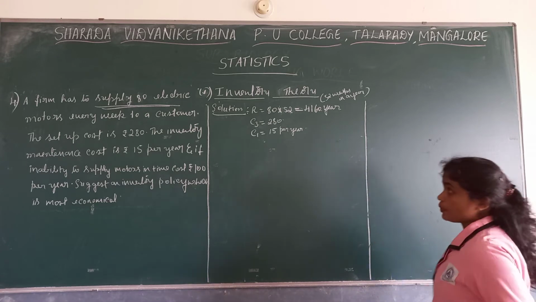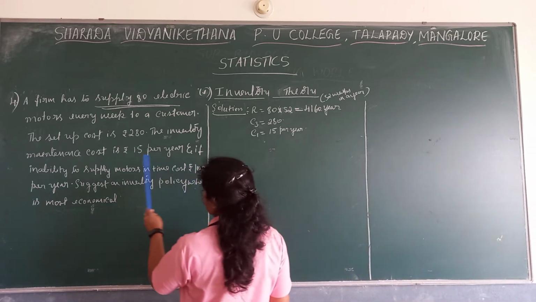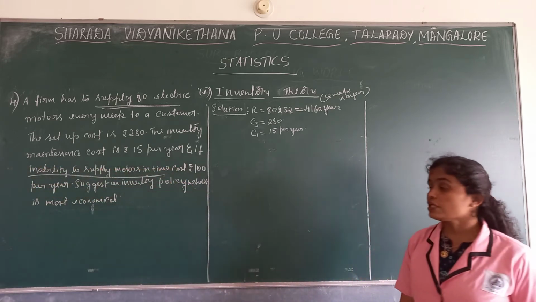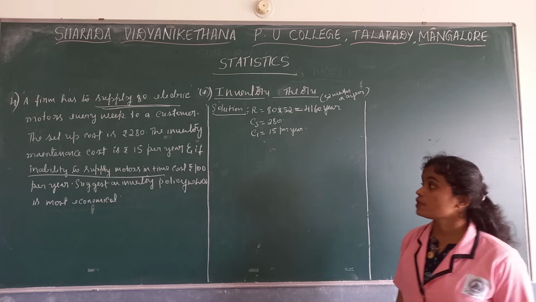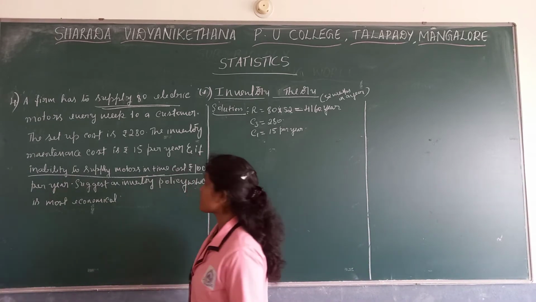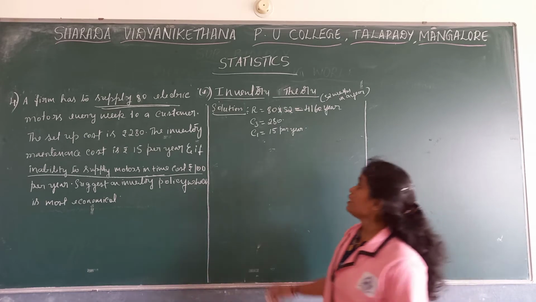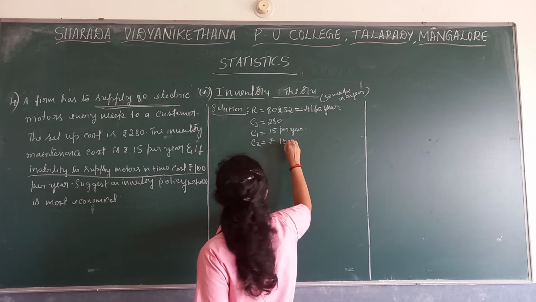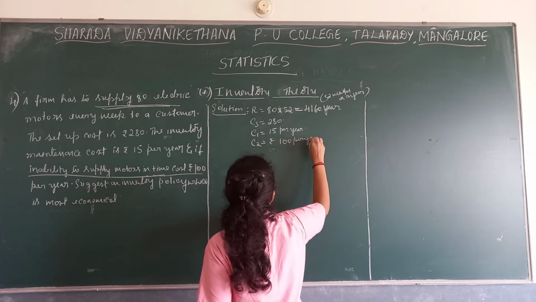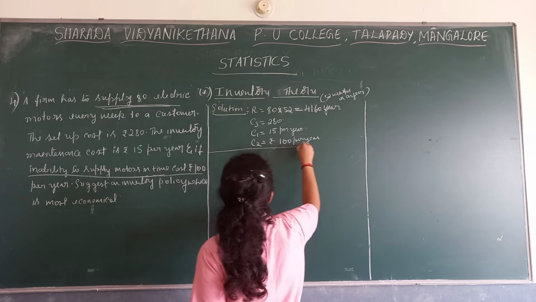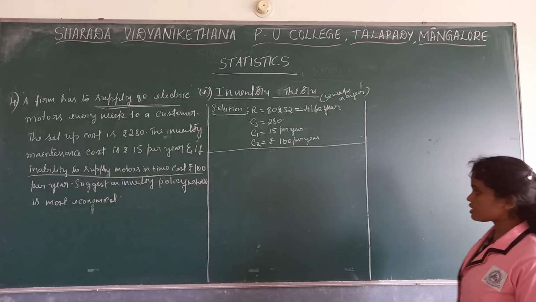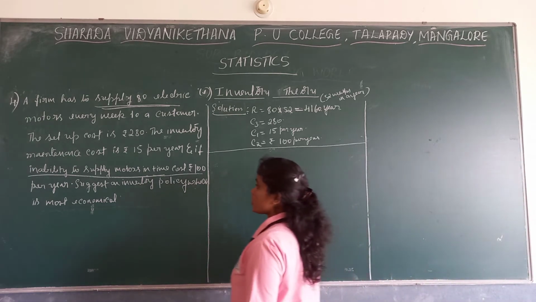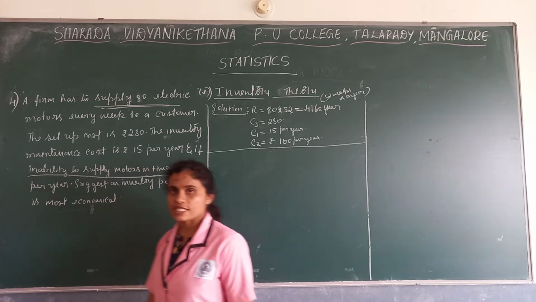That is per year. Next, we'll move further. The inability to supply motors in time, that cost is rupees 100. Inability to meet is nothing but C2, that is rupees 100 per year. So this is the information which they have given in the problem. Now, suggest an inventory policy which is most economical.